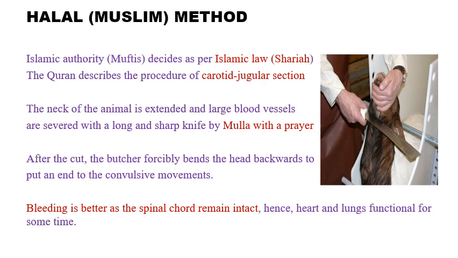After the cut, the butcher forcibly bends the head backwards to put an end to the convulsive movements. In this case, the bleeding is better as the spinal cord remains intact, and hence the heart and lungs remain functional for some more time. So the bleeding is more or better in this method.